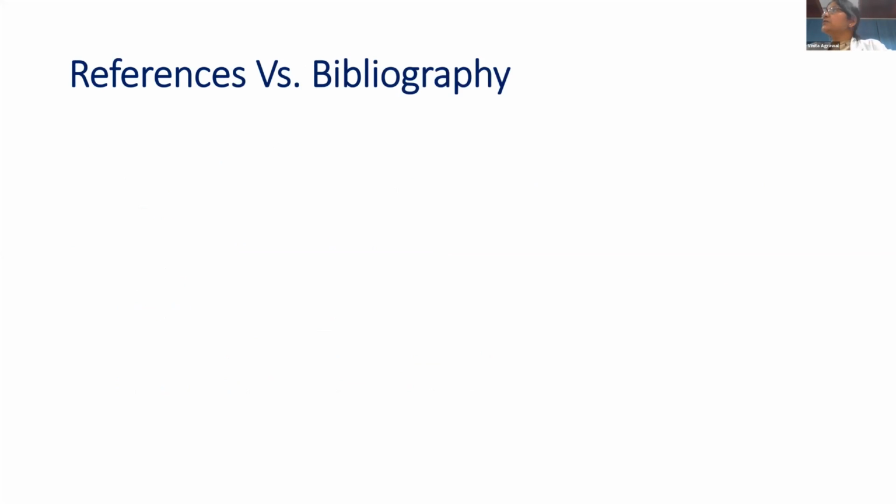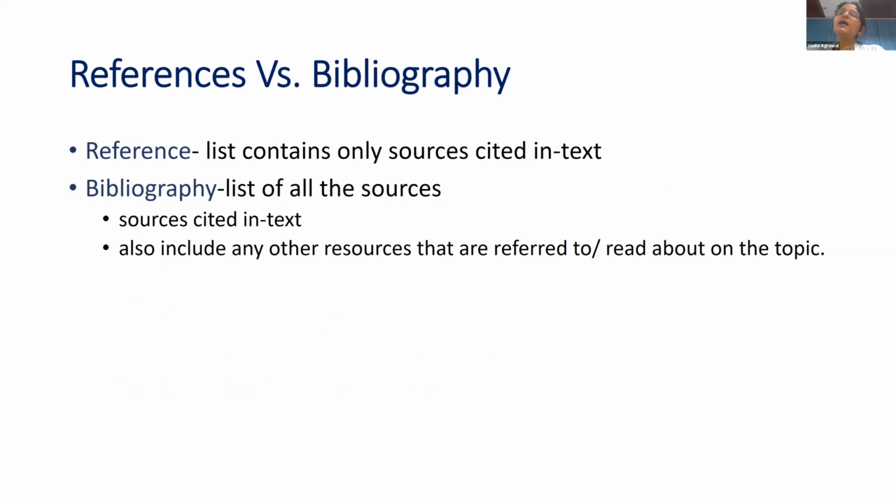The other thing which you commonly get confused about is the difference between references and bibliography. What do you write at the end of the article? Do you write it as references, or do you want to write it as bibliography? So what is the difference? A reference is a list which contains only sources which are cited in text. Like, as I said earlier, you write a number and give it a superscript. That is a reference list.